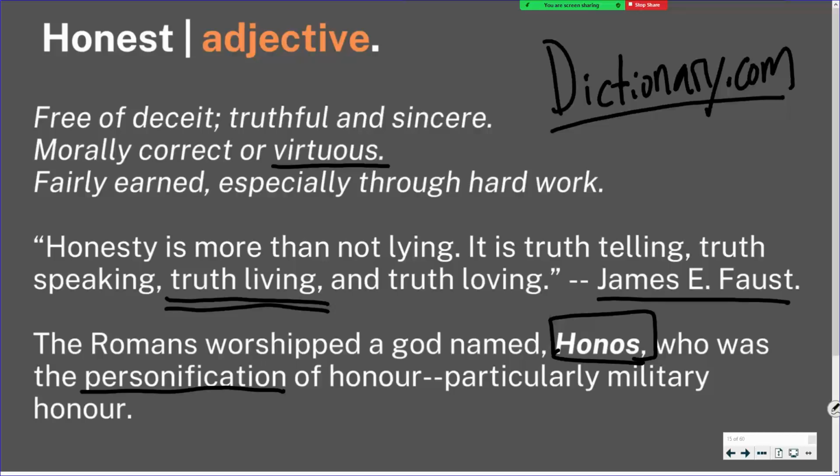So they worshipped this god named Onos or Honos, the god of honor, and that's how we got the word. A lot of words in English go back to the ancient Romans and the ancient Greeks. They go back thousands of years, and we may forget where they come from, but they have those ancient roots.